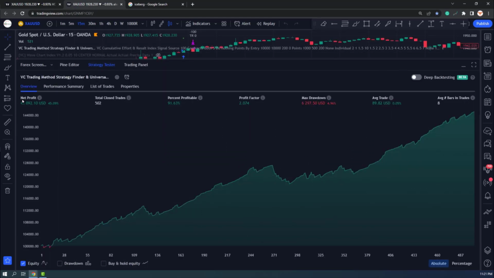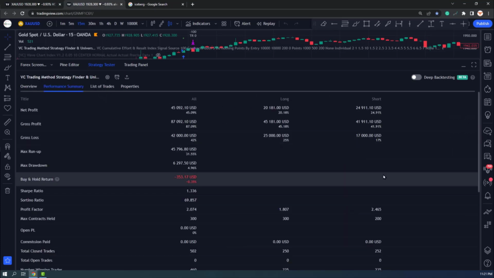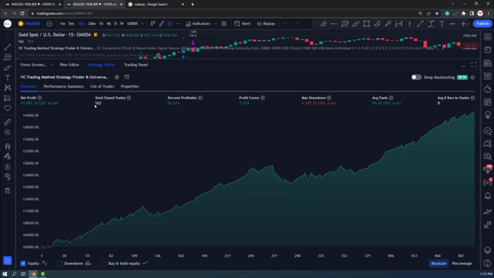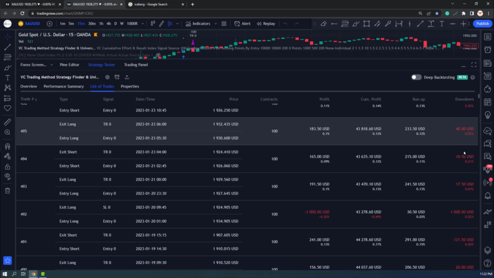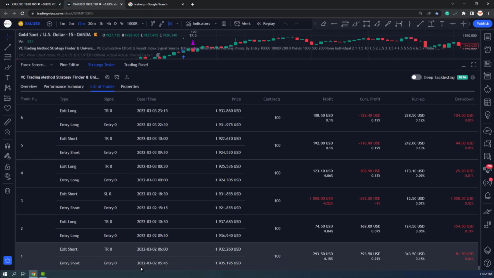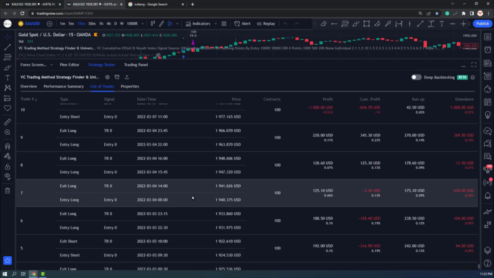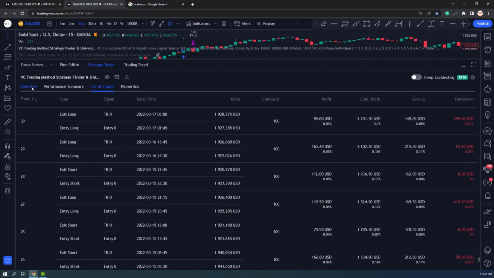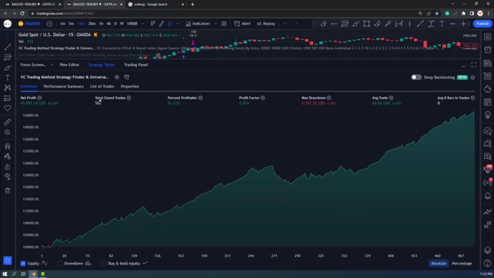You see here, this is the performance summary. It took 500 trades. In how much time? Let me see the list of trades here. Yes, it started from the 2nd of March 2020. It's like the last 9-10 months. In the last 10 months, these settings have taken 520 trades.